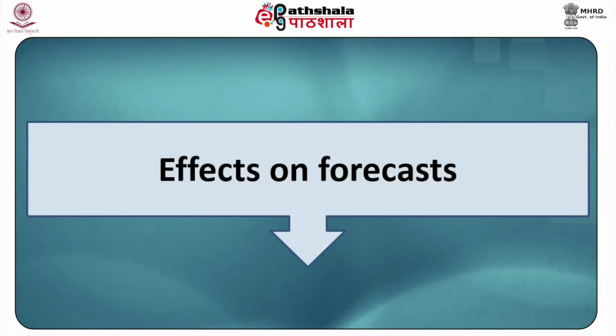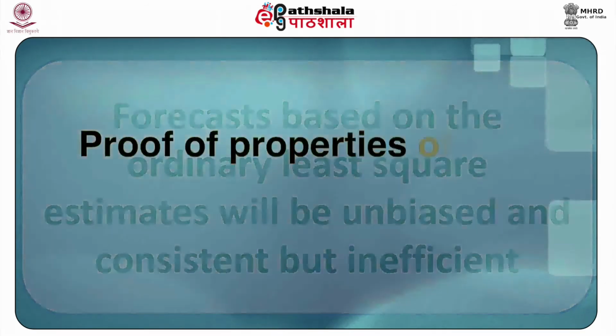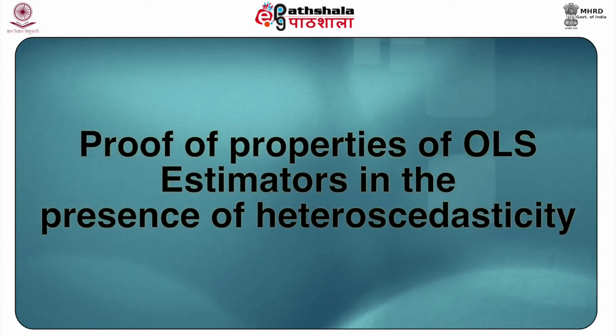Let's now look at the effects on forecast. Forecasts based on the ordinary least squares estimates will be unbiased and consistent but inefficient. The proof of properties of OLS estimators in the presence of heteroscedasticity. In this section, we will prove some of the properties of OLS estimators discussed in the previous section. The proof of others is beyond the scope of this module.